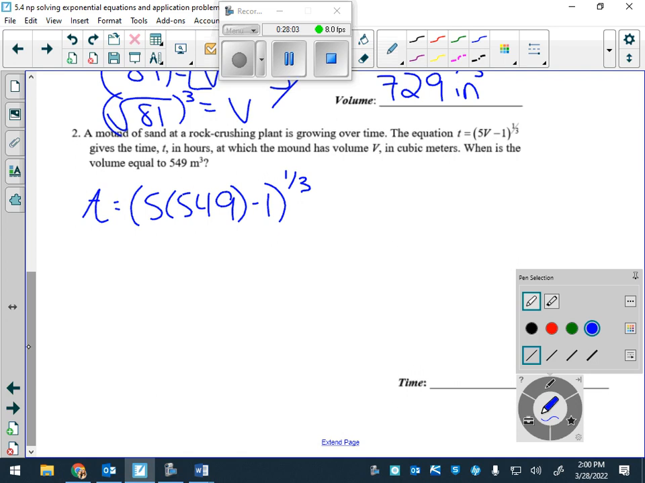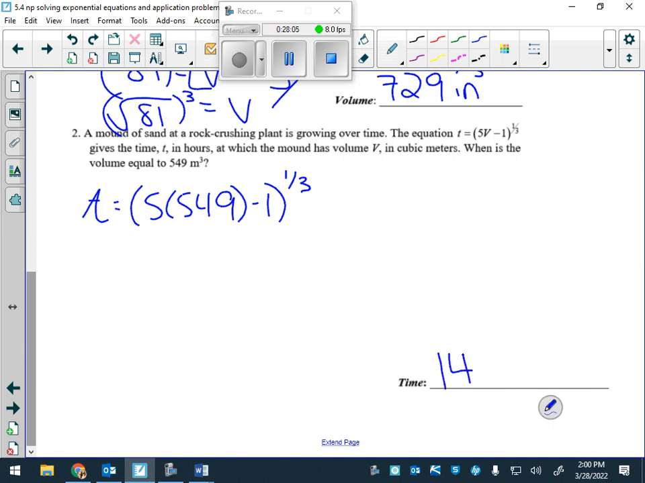Okay. Number 2. What do we get for an answer? Caitlin? 14 hours. Excellent. How many of you did get that? Good. Perfect. Okay. You substitute in the volume, which is 549 times 5 minus 1. And it was 4 to the 1/3 or the cube root of that.